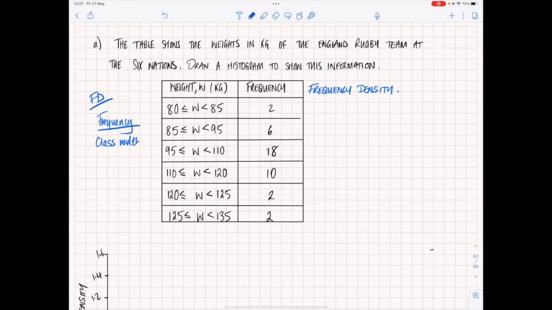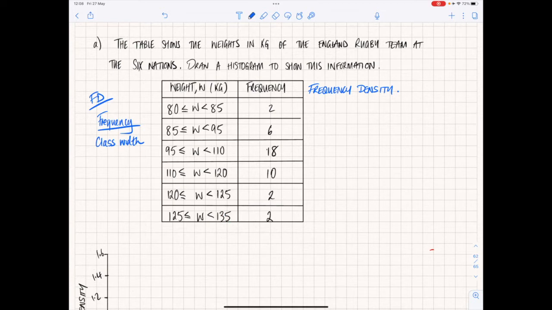Now what I mean by that is this is my frequency and my class width is the difference between these two values here. Now what you'll notice is that that's a difference of 5 there, that's a difference of 10, that's a difference of 15, that's a difference of 10, difference of 5, difference of 10. So with a histogram you'll notice that the widths of these bars are going to be different, okay, which kind of helps separate it from a bar chart.